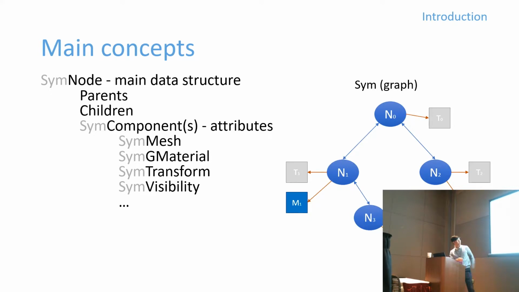If you see the graph over here, the squares are used to represent components, and the ovals are used to represent nodes. Just to get you a little bit familiar with this, because this will repeat throughout the presentation, we use N0 for a node, and T is just short for transform. So a node can contain a transform, and a node can contain a mesh over here, etc.